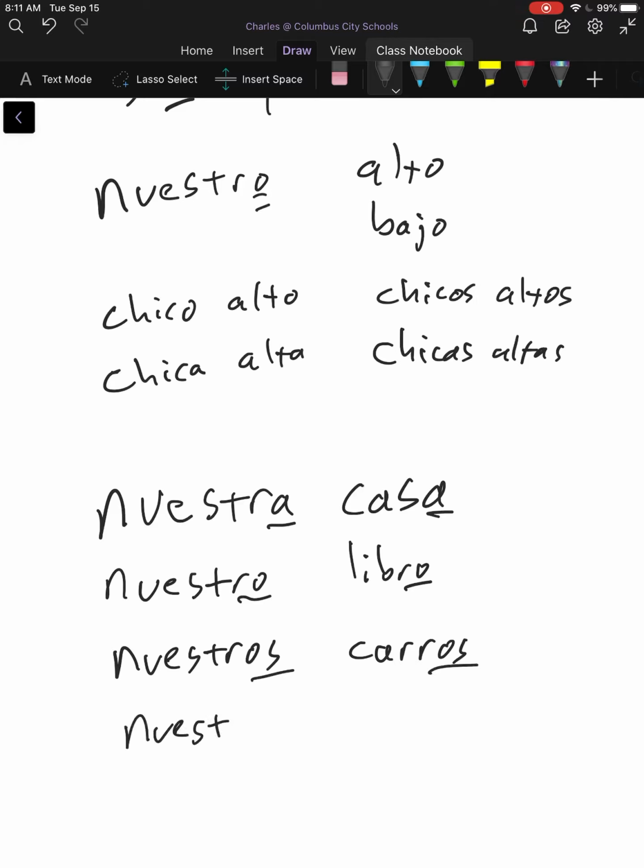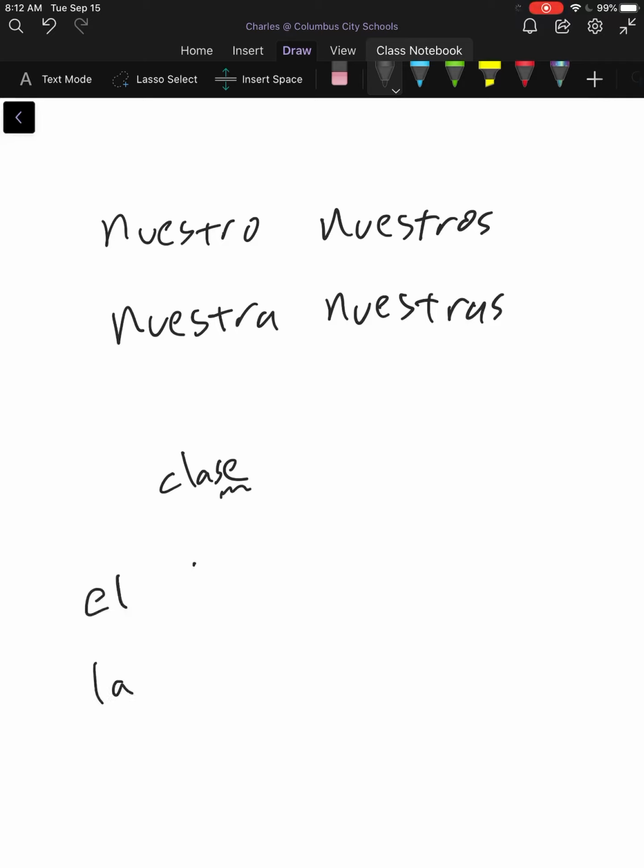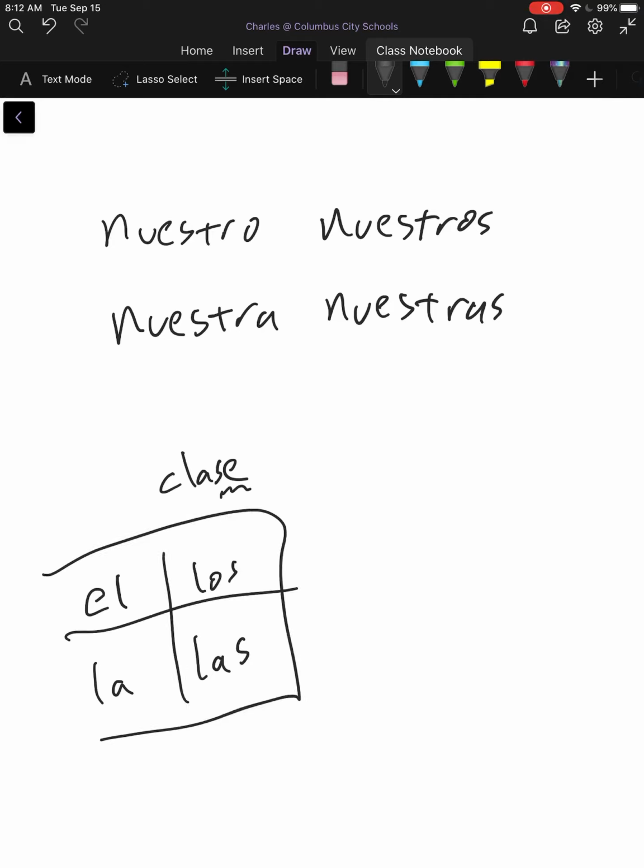En nuestras revistas. And again, if you ever get confused about which one of these you should use, nuestro, nuestra, nuestros, or nuestras, for a word, again, like clase, where you can't look at it, it's got an E there, that doesn't really tell you anything. Think about whether you're using el, or la, or los, or las. Remember, the end of the word can fool you, but this thing cannot.